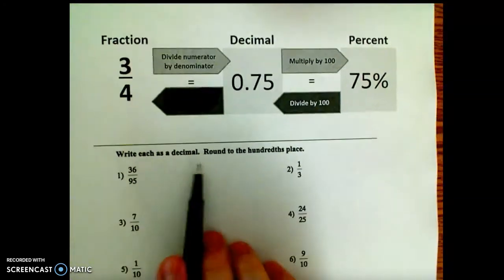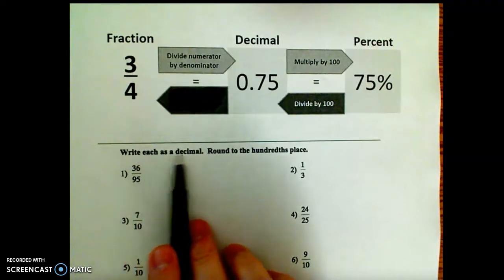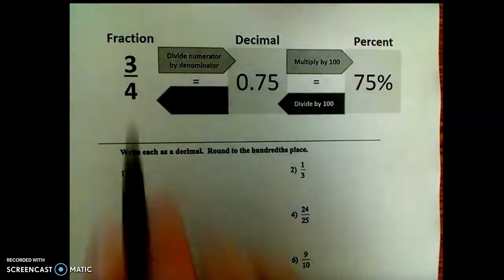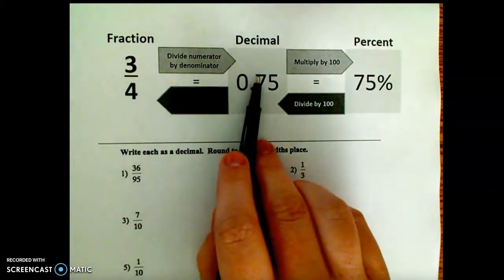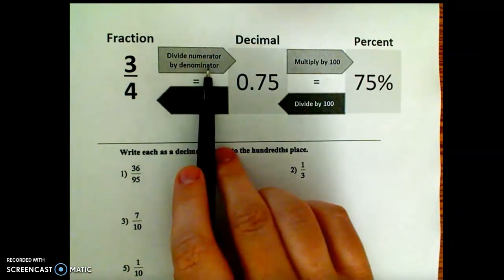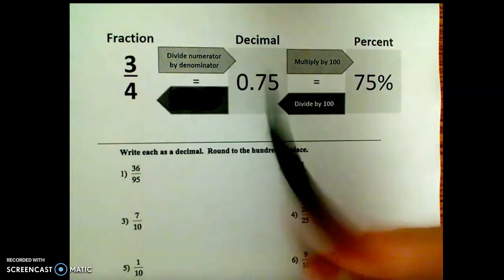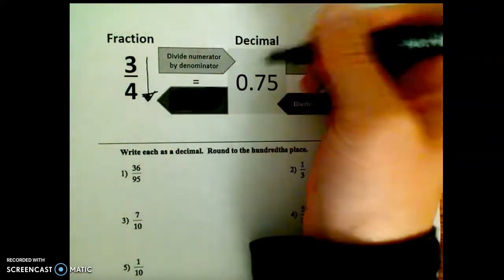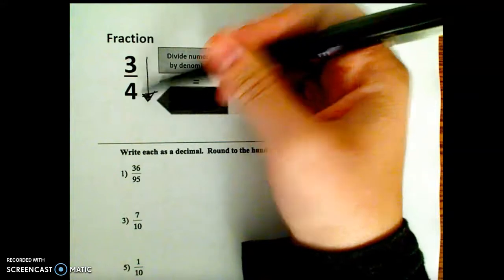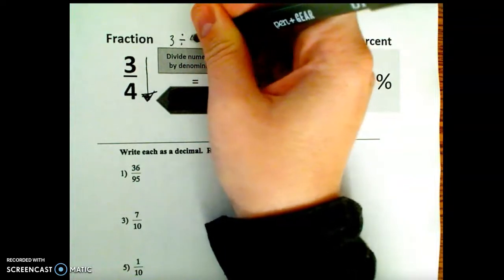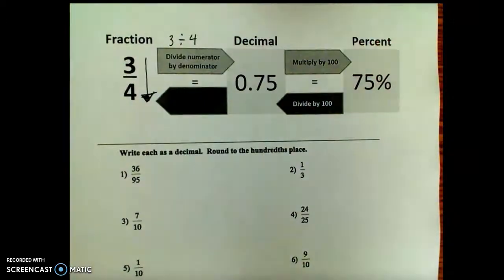First, you'll notice our problems are asking us to write each as a decimal. So I have a fraction and I need to go to a decimal. So from here to here. My directions tell me I need to divide numerator by denominator. Now, word to the wise. What that means when you're sticking it in your calculator is you're going to go from top to bottom. That means you're going to type in your calculator 3 divided by 4, just like that. So I'm going to write that down so we remember. This is what goes in your calculator. If you do it in the opposite order, you will get the wrong answer.